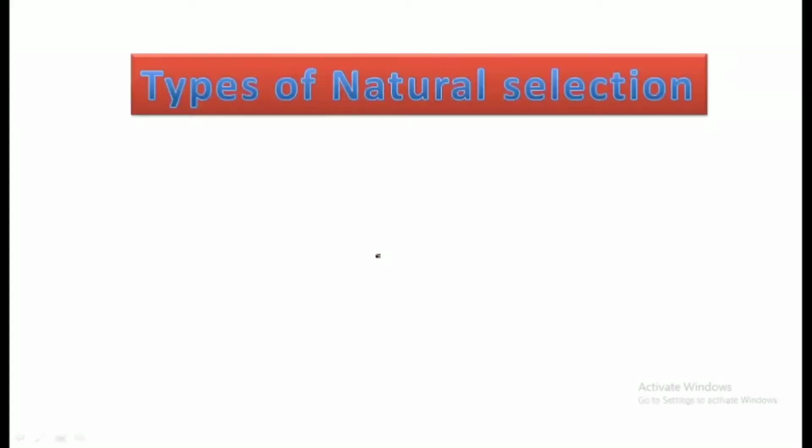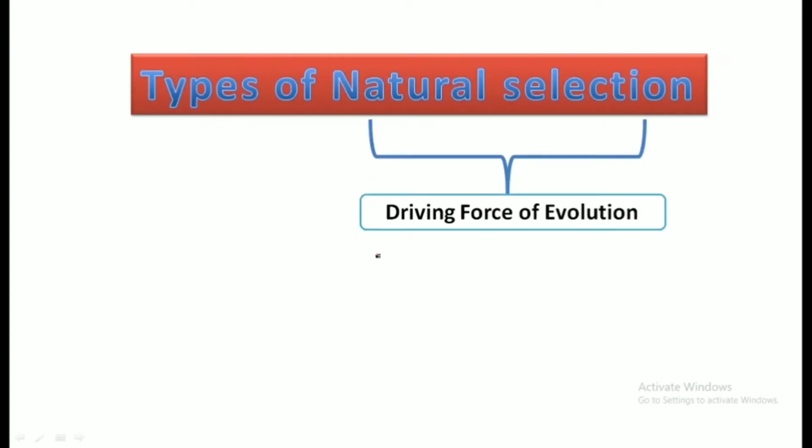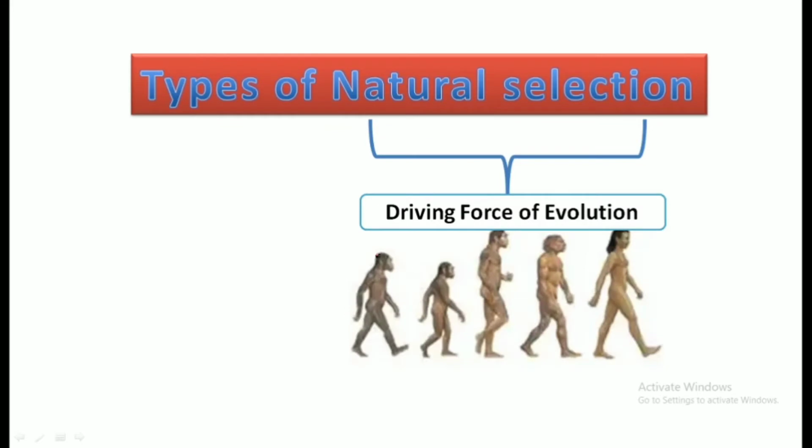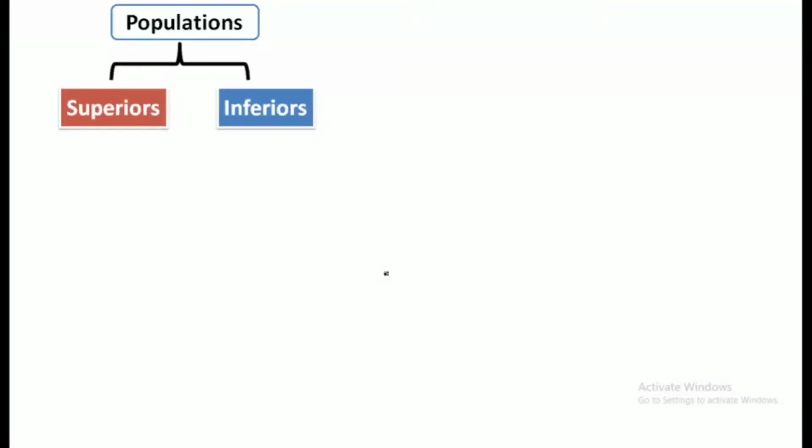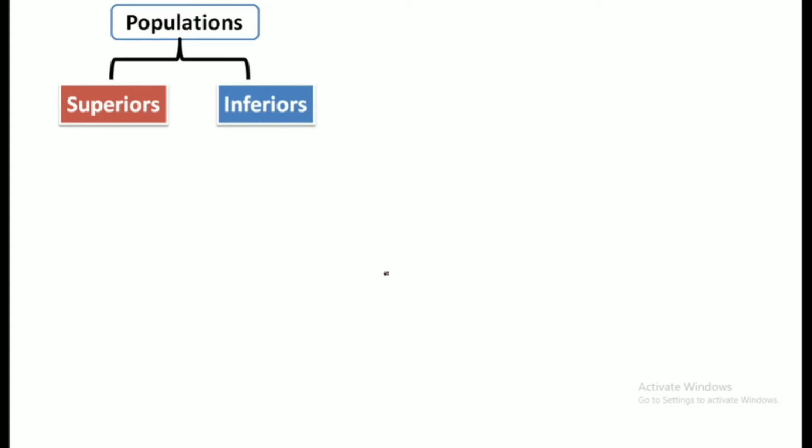In this video, we'll be learning about the different types of natural selection. Natural selection is also considered the driving force of evolution. We know that evolution is a very slow process which occurs step by step with the help of some forces called natural selection, where nature selects the most favorable organisms from the population to survive and then reproduce.